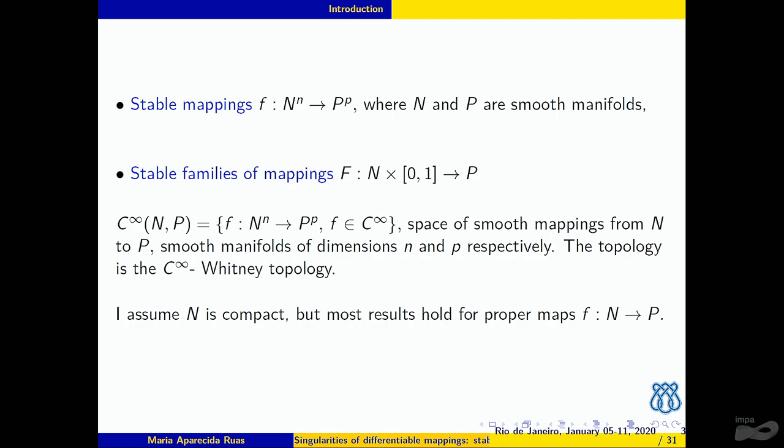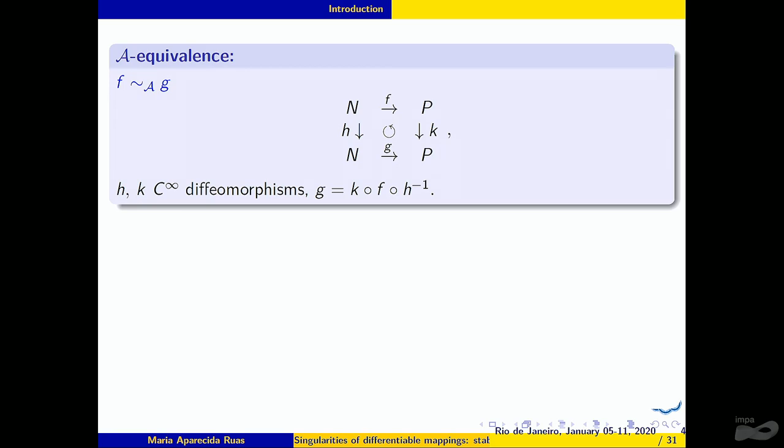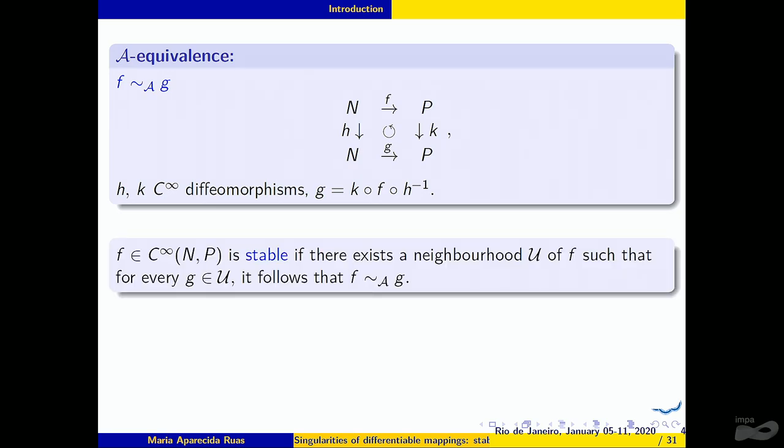OK, so if I want to talk about stability, as Marcelo said, we need an equivalence relation. My equivalence relation is A-equivalence, right? So, change of coordinates in source and target. I say that two maps F and G are A-equivalent if I have diffeomorphisms h from N to N and k from P to P that make this diagram commute. With this, I can now define stability. I say that a map F is stable if there is a neighborhood of F in the space C^∞(N,P) with the property that every G in that neighborhood is A-equivalent to F.